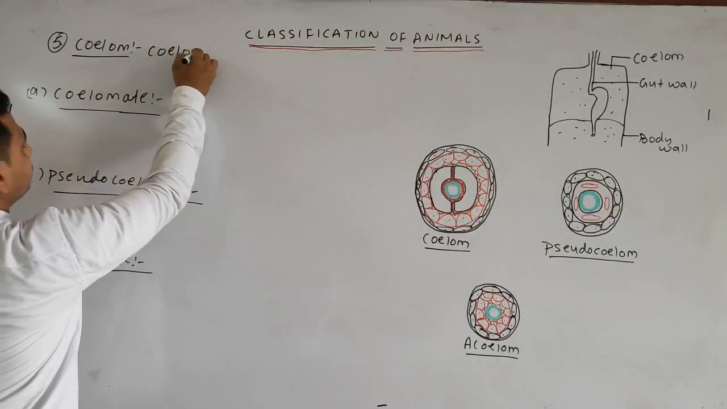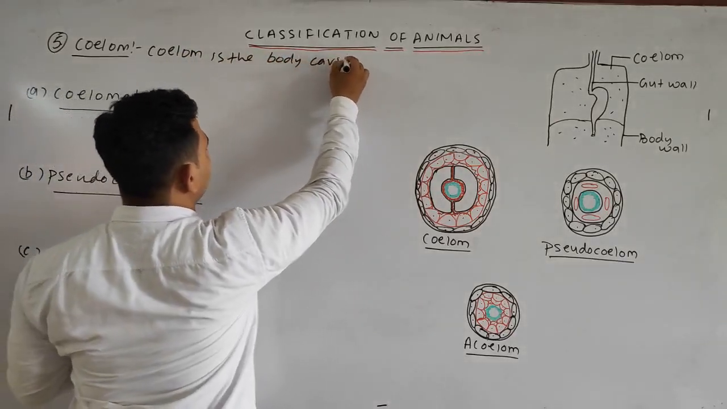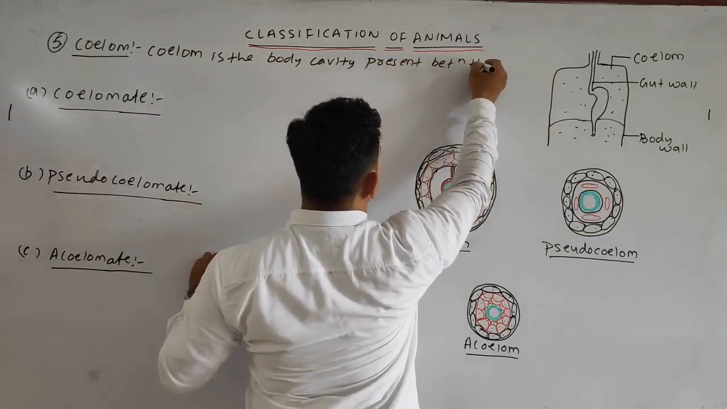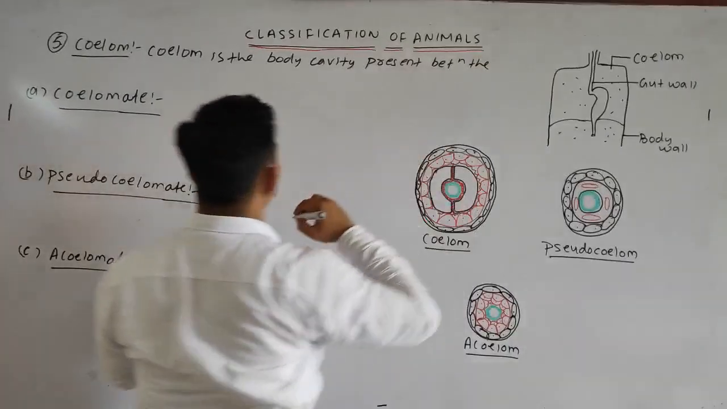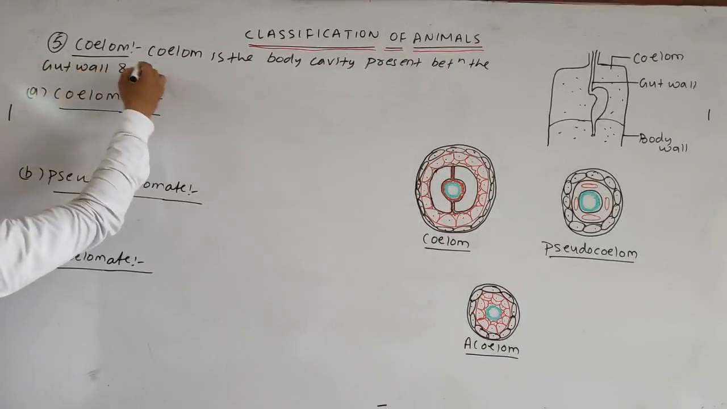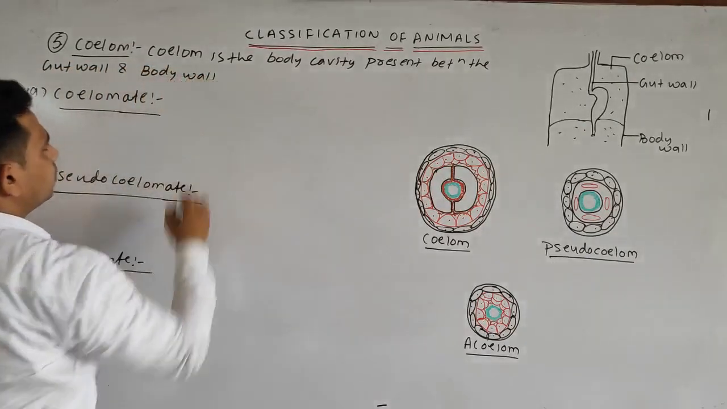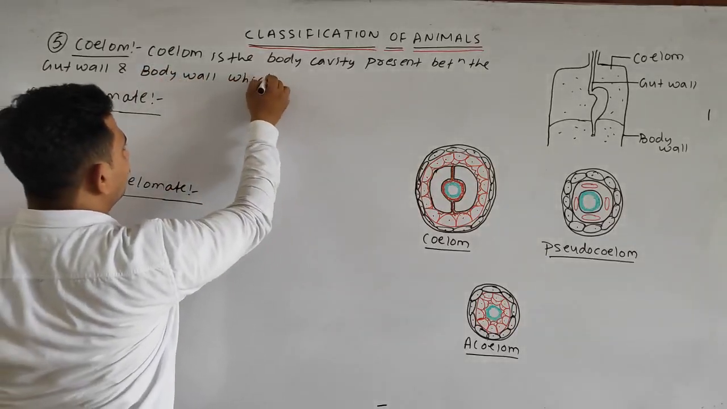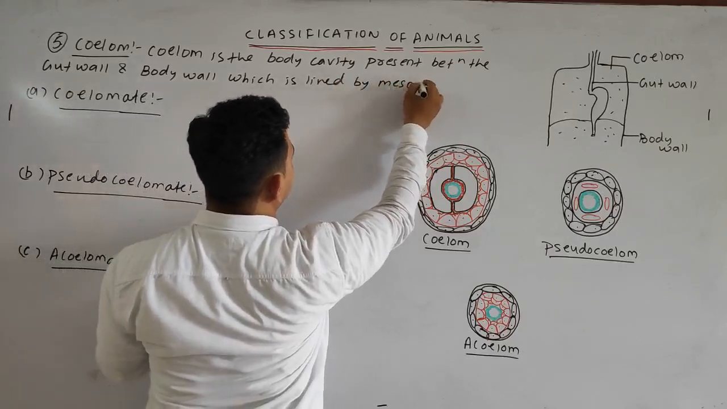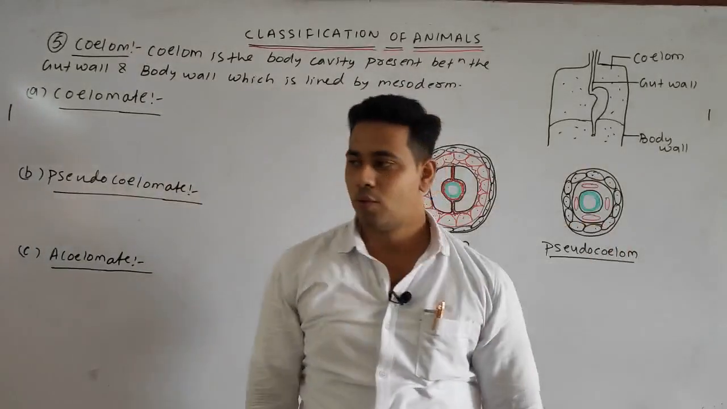Coelom is the body cavity present between the gut wall and the body wall, which is lined by mesoderm or mesodermal layer. So, students, what is coelom?